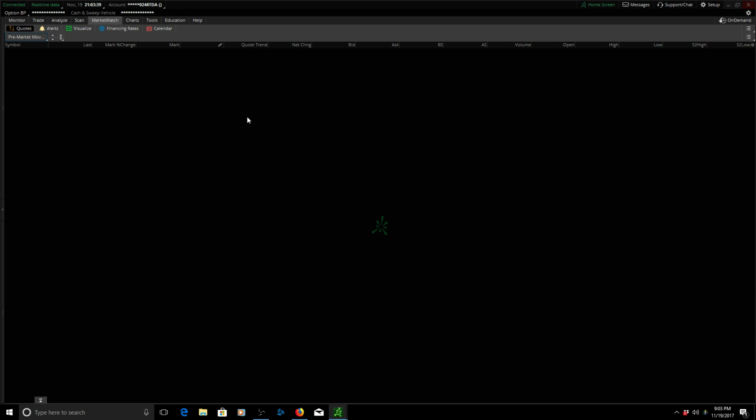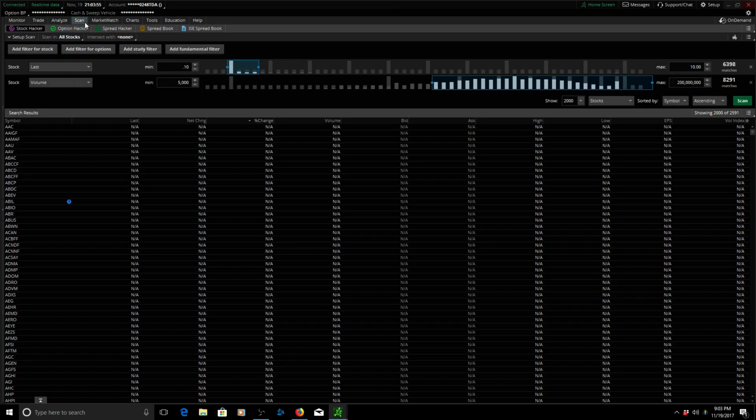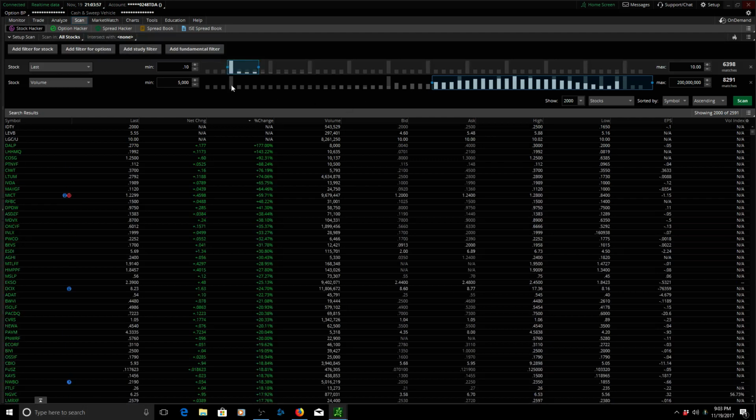Now this is where I start building my watch list from and determining whether or not I'm going to follow the stock during pre-market and or after the bell. And I'll explain all that in just a moment. But this is for pre-market, so you can also do a scan. This is my scan for pre-market.